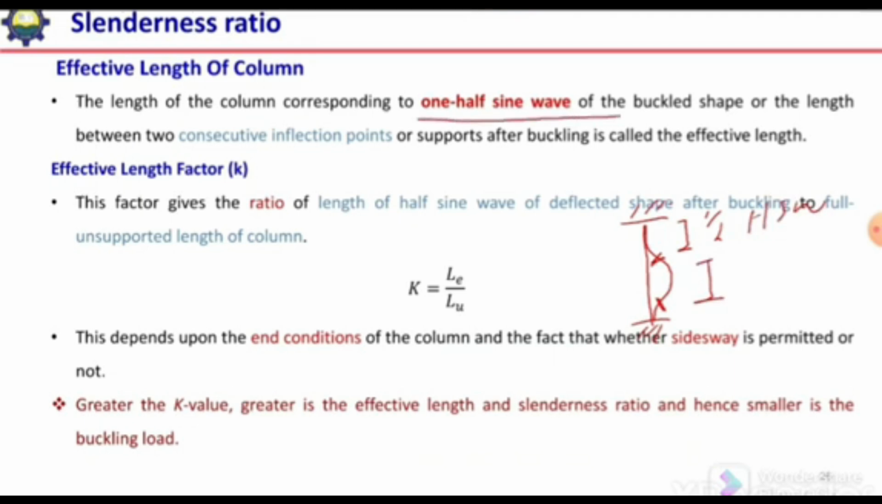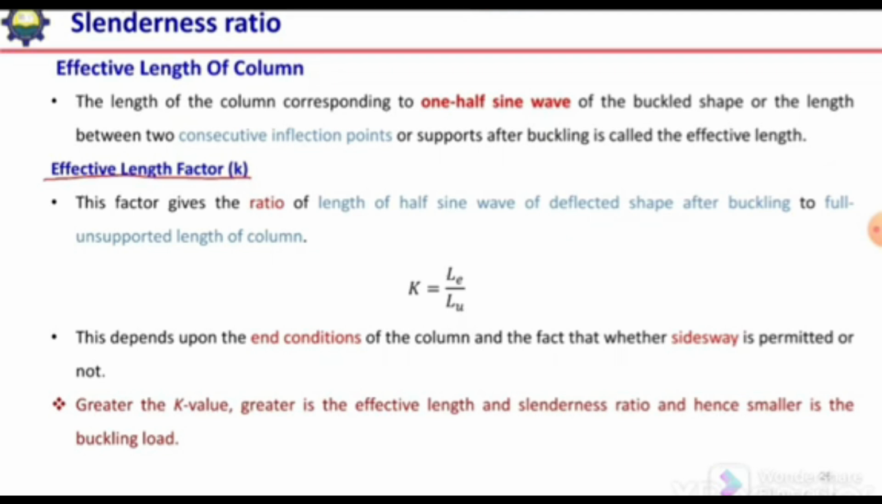So the length of column corresponding to 1/2 sine wave of the buckle shape, or the length between two consecutive inflection points. So here we have one inflection point and the second inflection point. So this is Le. So the next factor is the effective length factor. To calculate the effective length, we need the effective length factor and the unsupported length.